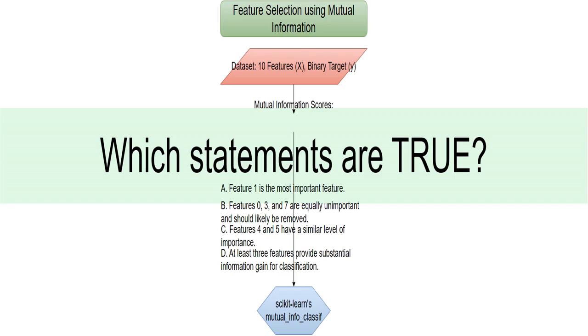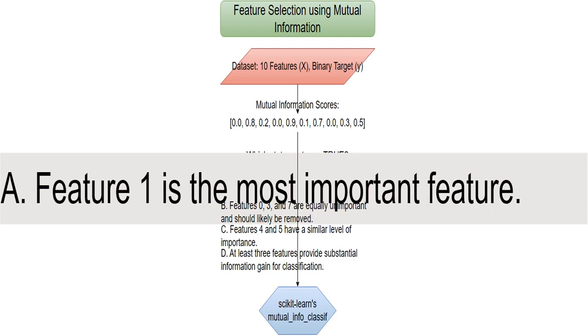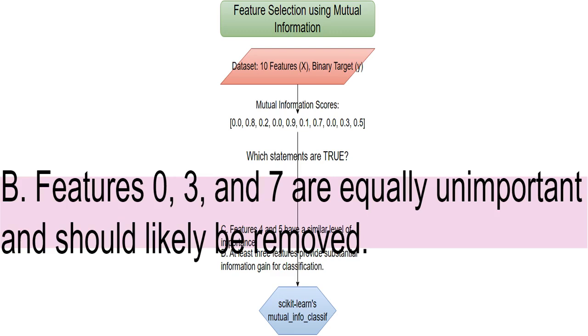This is a multiple choice quiz. I'll use the mutual information scores to decide whether each statement about feature importance is true or false. This statement is asking whether feature 1 has the highest mutual information score. Let's see. This statement suggests that 3 features have 0 mutual information scores. If this is true, then removing them would make sense since they provide no predictive power.